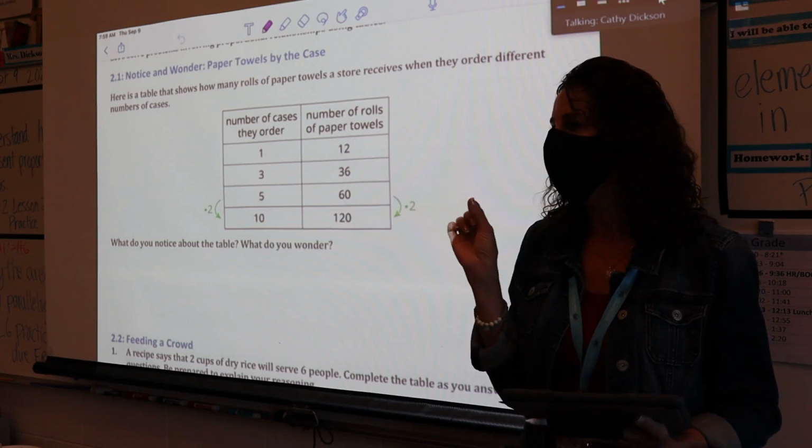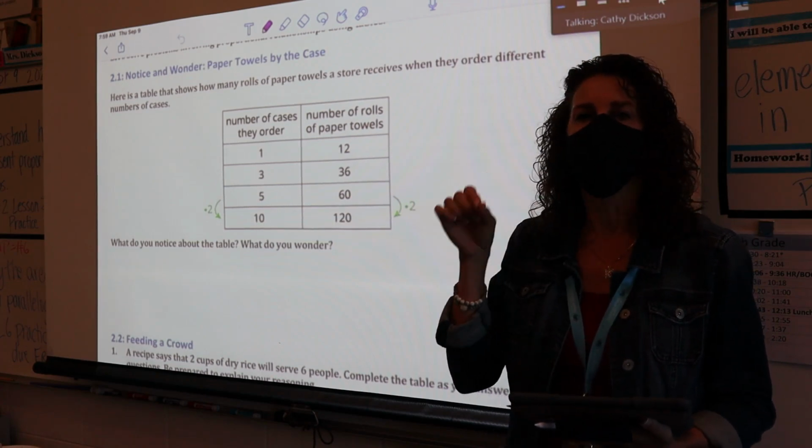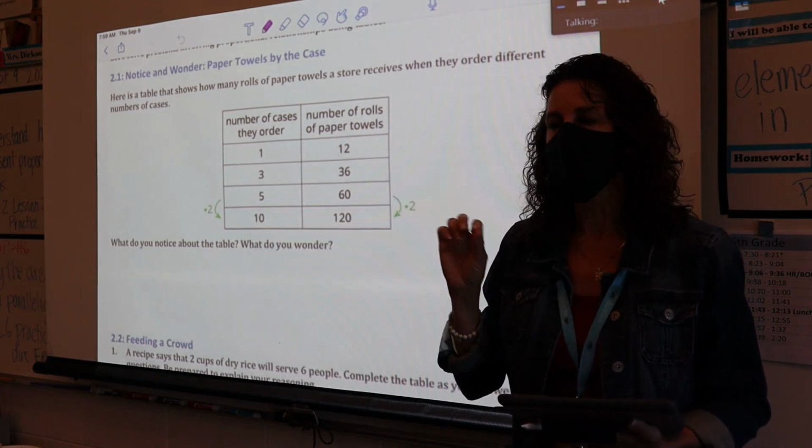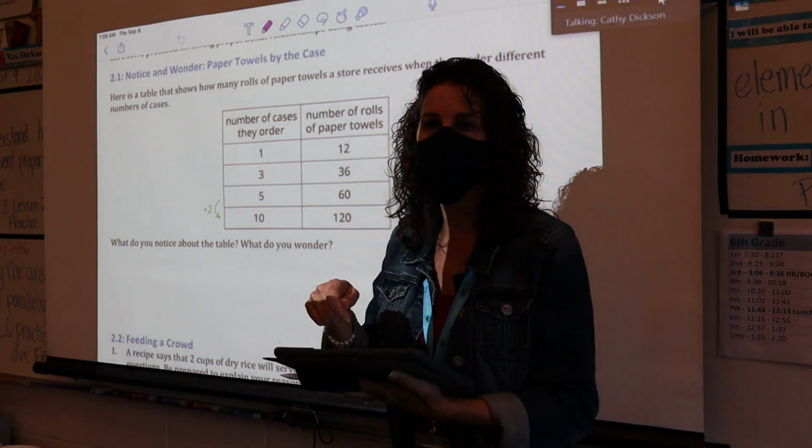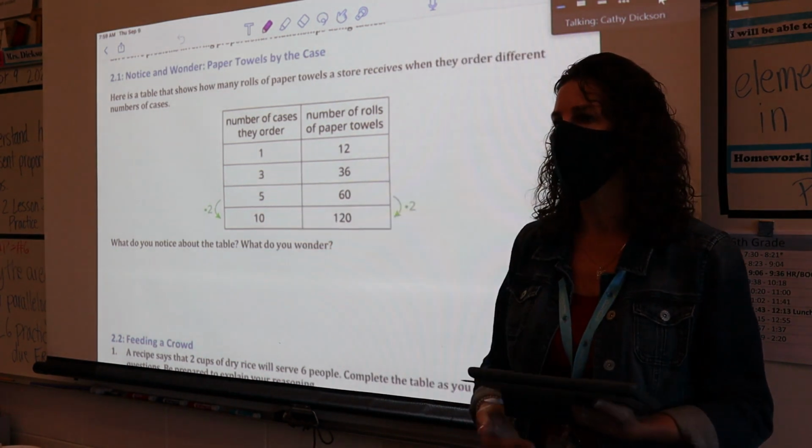As you watch, think about how you might adapt these routines in your own classroom. Take a minute of quiet time and think about what you notice and what you might wonder. You could jot down your notice and wonder, and then we're going to share in just a moment.